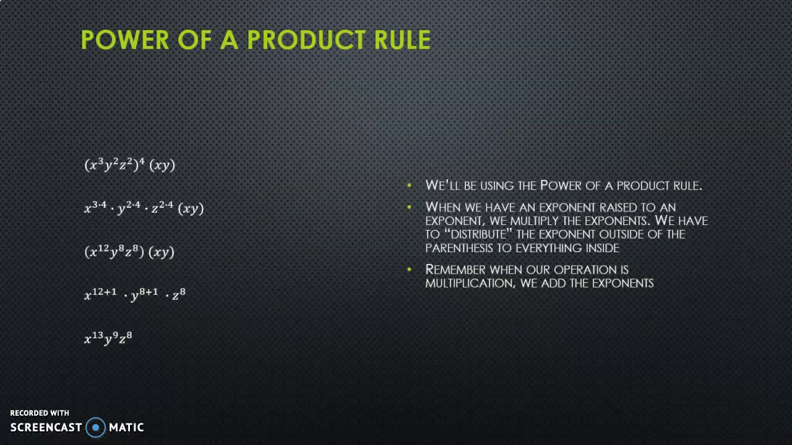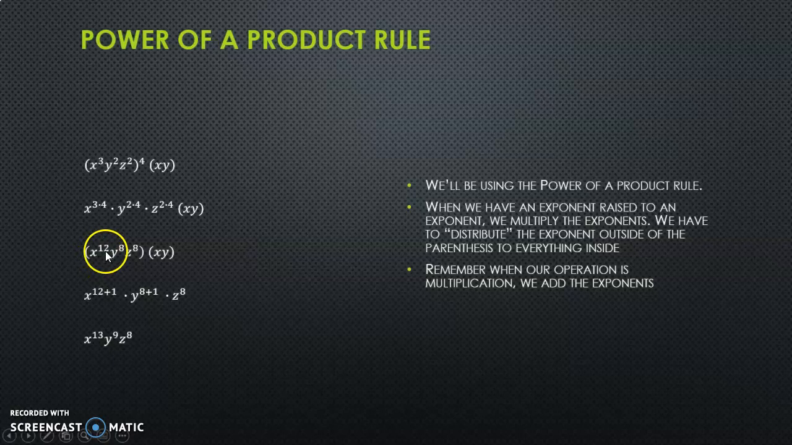With the power of a product rule, we have an exponent raised to an exponent. That tells us that we need to multiply the exponents. What we'll have to do is to distribute this 4 to every exponent inside of the parenthesis. In doing that, multiplying, we'll have x raised to the 3 times 4 power, y raised to the 2 times 4 power, z raised to the 2 times 4 power, times xy.